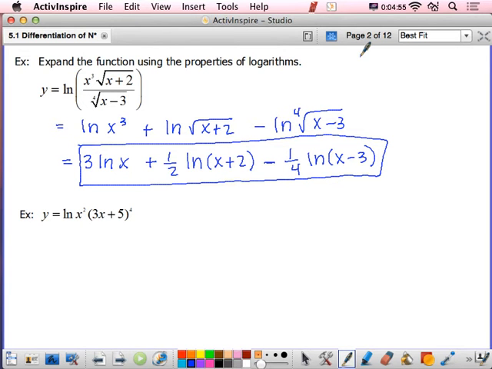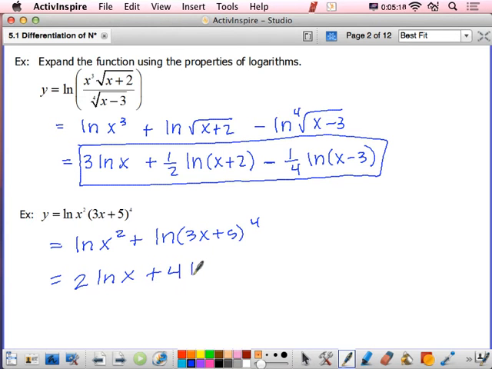Okay, so how many different logs could you split it into? 2. So you have the natural log of x squared plus the natural log of 3x plus 5 to the fourth power. And then we can go one step further and use the power property to bring the powers out in front to make coefficients. So 2 natural log of x plus 4 natural log of 3x plus 5.